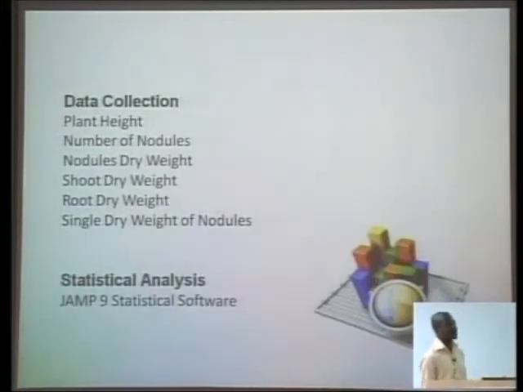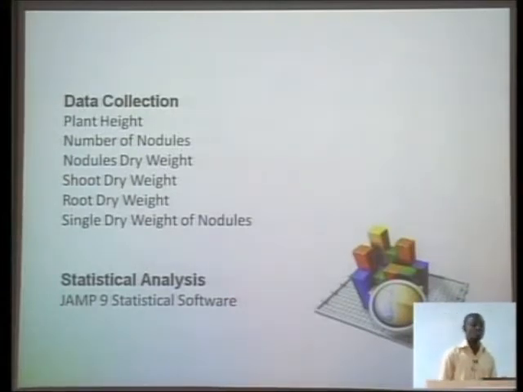Plant height, number of nodules, nodule dry weight, shoot dry weight, root dry weight, and single dry weight of nodules were the parameters that were measured in this study. And a statistical software, JMP 9, was used to analyze the data.